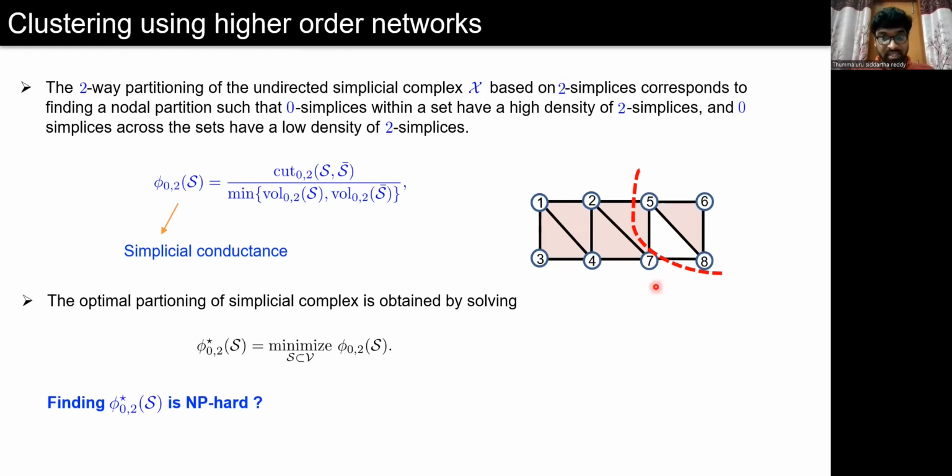To find such a partition, we now minimize a function called simplicial conductance, defined as the ratio of cut to volume again, where cut is now defined as a function that measures the number of two simplices that have one endpoint in S and the other endpoint in S bar, whereas volume measures the number of two simplices that have endpoints in either S or S bar.